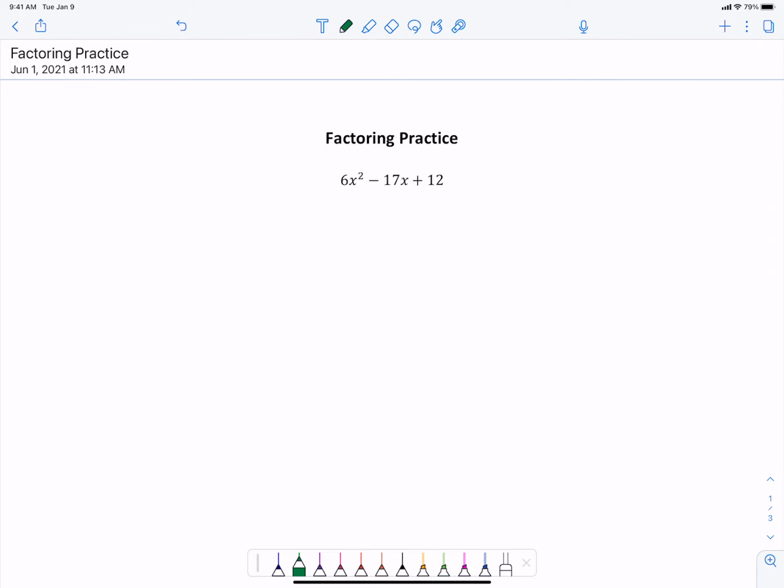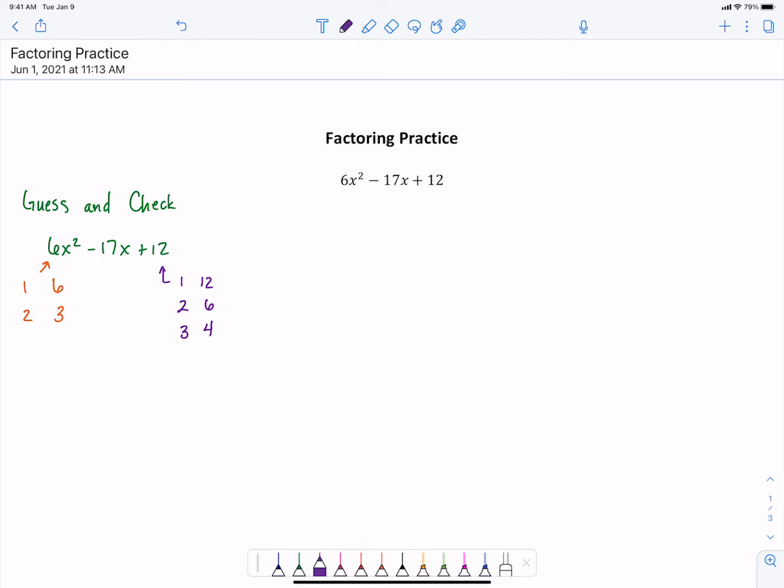But then I go right in and I like to try guess and check. And again, with guess and check, what we're doing is figuring out the ways to multiply to get our leading term and the ways to multiply that we can get our constant term. So this leading term, we could have had a 1 and a 6 or a 2 and a 3. And then our constant term here on the end, we could add a 1 and a 12, a 2 and a 6, or a 3 and a 4.